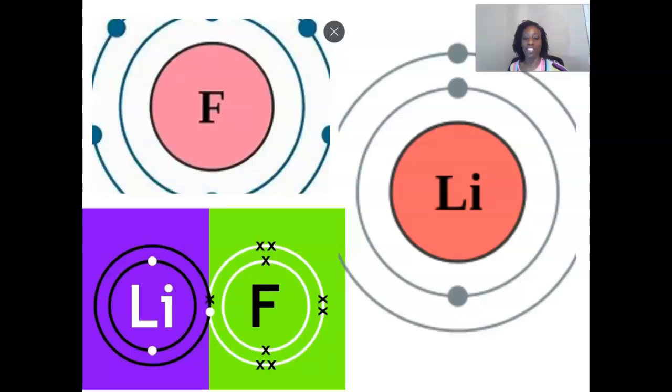So the lithium is going to transfer its 1 electron over to fluorine. And that, my friends, is a chemical reaction. You had a transfer of electrons from 1 atom to another. That is a chemical reaction. All right, so that's valence electrons and the role that they play with chemical reactions. But I do want to give one final note here.